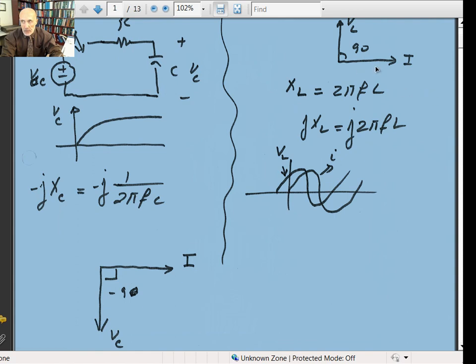So the voltage is leading by plus 90 degrees in an inductor, so we come up with a j to give you that plus 90 degrees. In capacitors, the voltage is lagging by 90 degrees, or minus 90 degrees phase shift, and that takes the minus j. So minus j is down here.